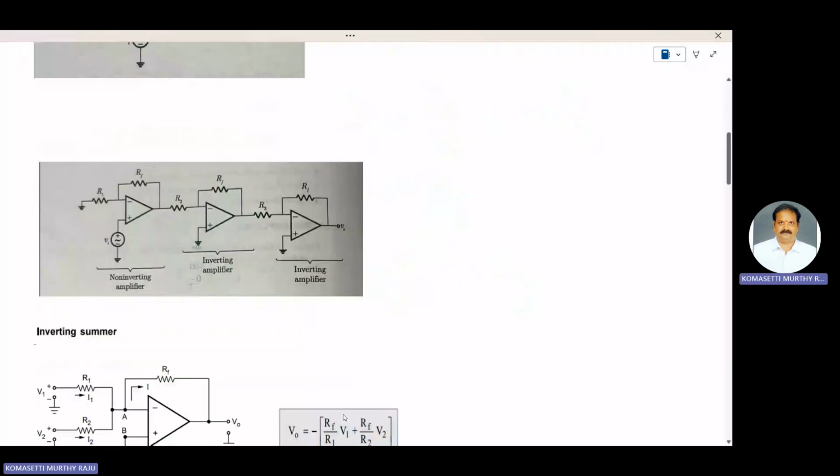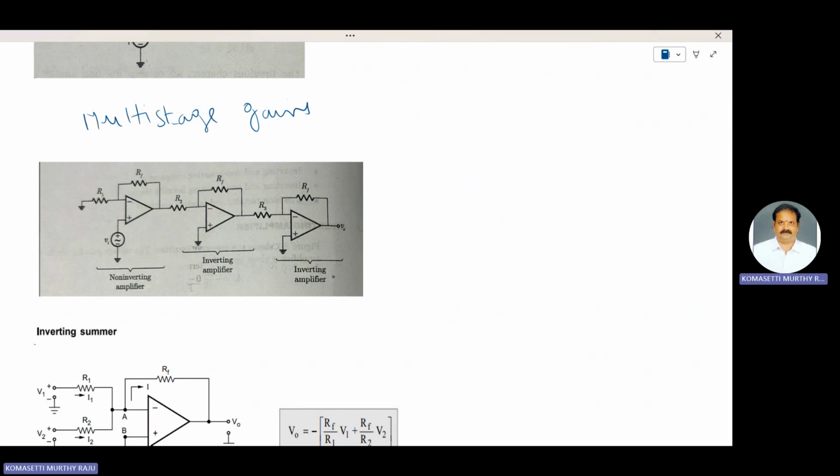This one is a three-stage multi-stage gain. First one is non-inverting amplifier. Non-inverting means VA is applied to the non-inverting terminal of the op amp. Second stage is inverting amplifier. Input is applied to the inverting terminal of the op amp, that is minus.